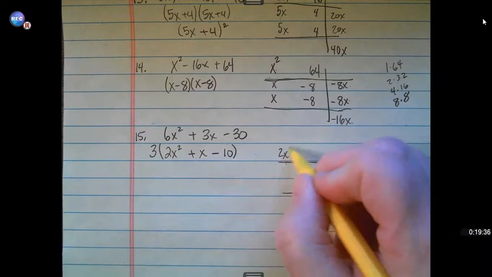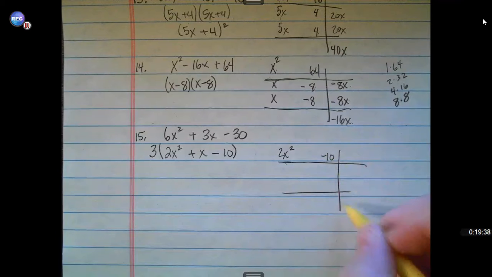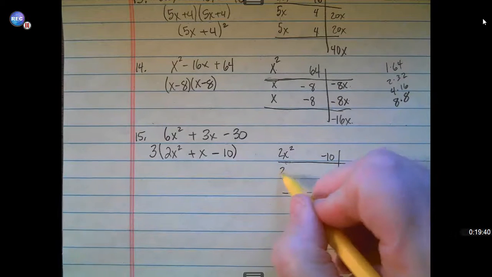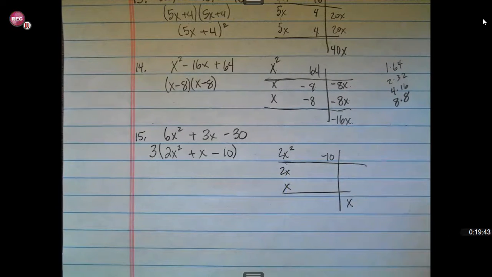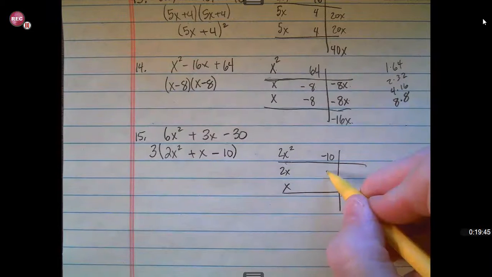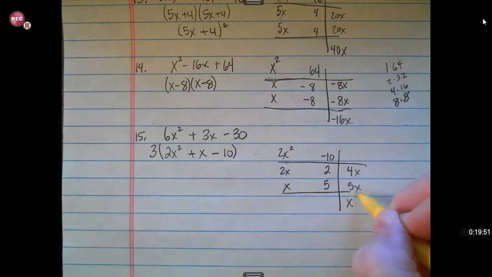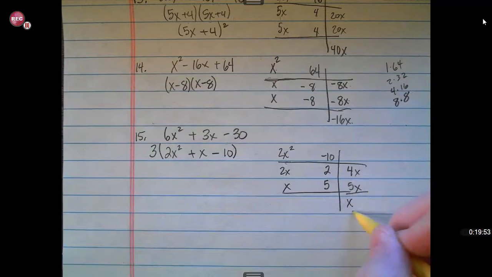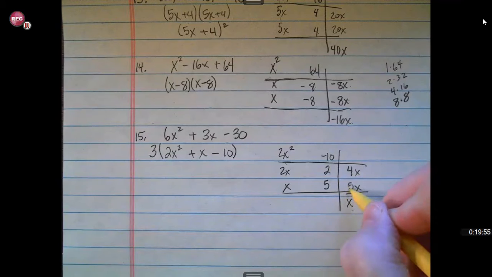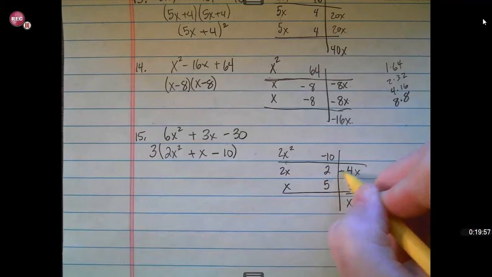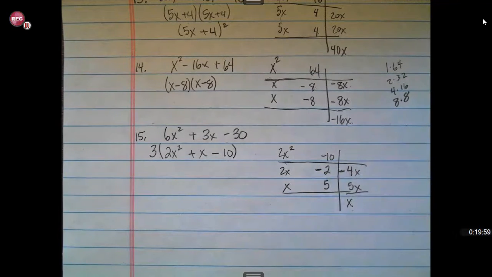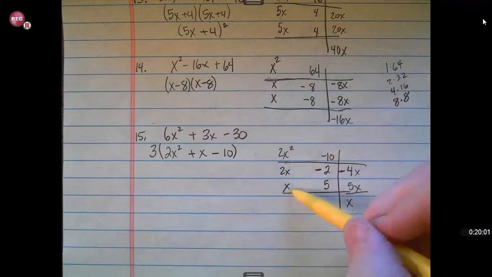2x squared, negative 10, x. No choice here, it's going to be 2x and x. And I think it's going to be a 2 here and a 5 here. That gives me 4x and 5x. I want the x to be positive. That means I want the 5 to be positive, which means the 4 has to be negative. And then we check it.